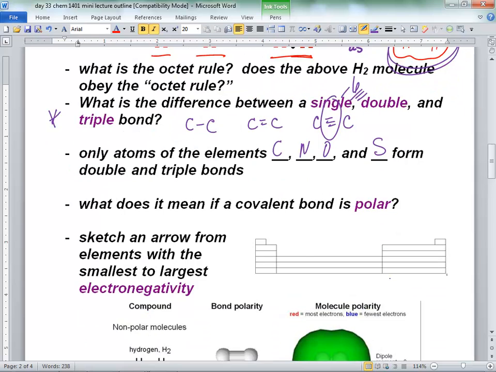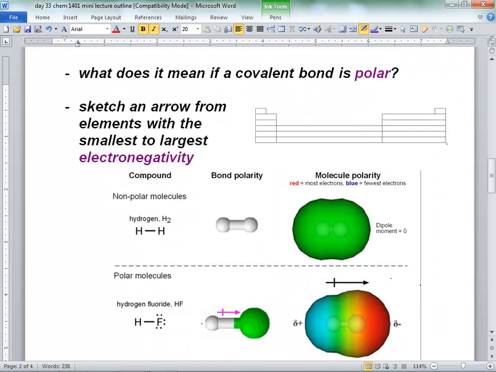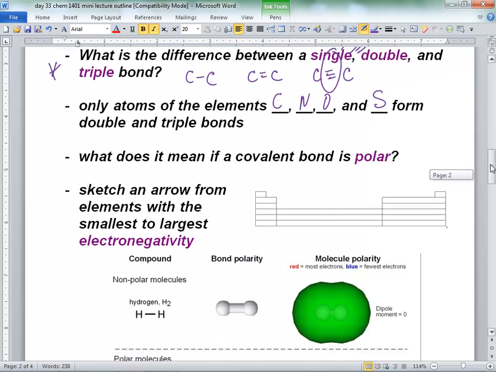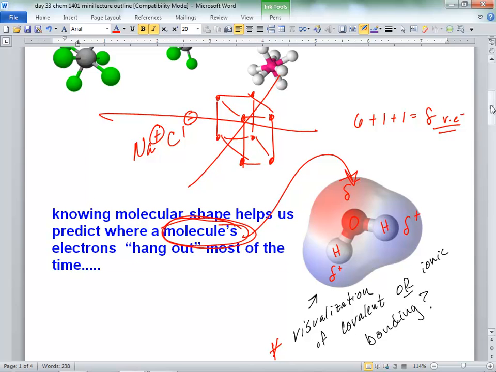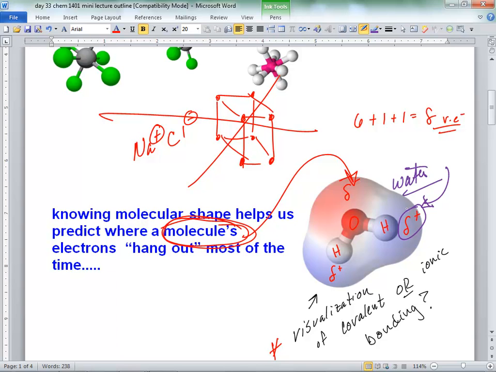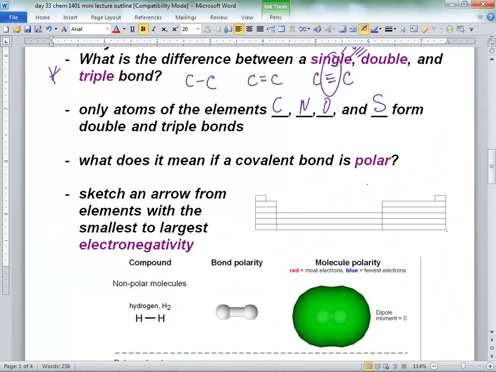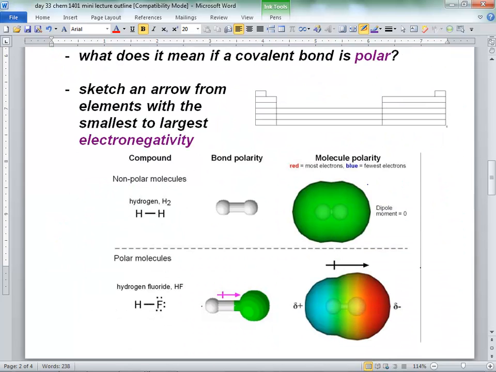What does it mean if a covalent bond is polar? Right? Let's go back to our beginning here. Is water a polar molecule? We said this is water. Is it polar? Most definitely, right? We even wrote little partial pluses and partial minuses on here. So it's very polar. What gives rise to a molecule being polar? A difference in, Jerixa, the E word? Electronegativity.